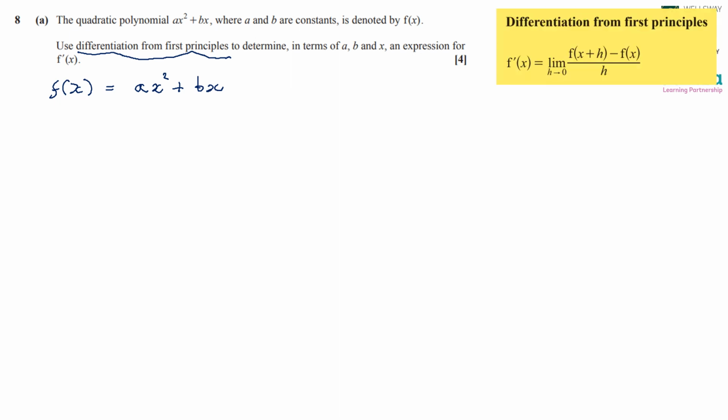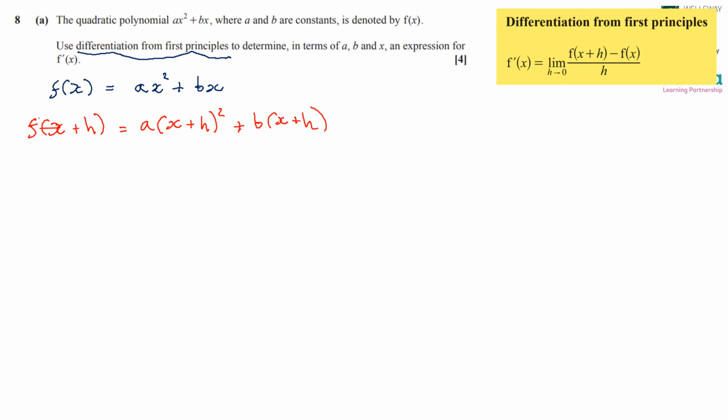This is your formula for differentiating from first principles. Before we use the formula for real, it's useful to be super clear about what f of x is. So this is f of x. It's also helpful if we work out what f of x plus h means. f of x plus h just means every time we see an x, you replace it with x plus h. So we would get a lots of x plus h squared plus b lots of x plus h. That's what f of x plus h means.